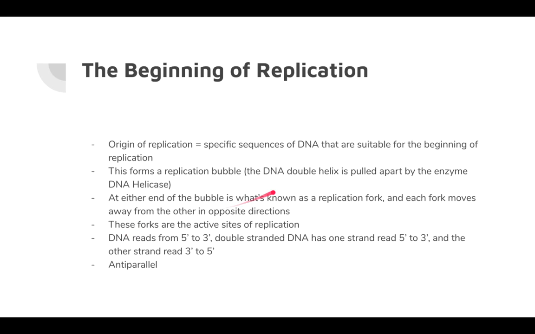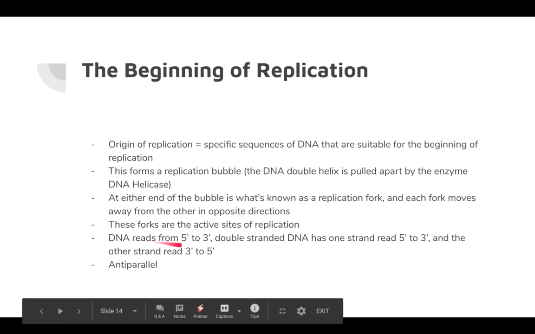But now we're talking about DNA helicase here. Once helicase comes in and unzips the DNA, we're going to form this bubble. It's called a replication bubble. Now, at either end of the bubble is what we call a replication fork. It's simply a Y-shaped junction, which is the active site of replication, and each fork is going to move in opposite directions. Opposite directions, moving away from each other, we refer to that as bidirectionality. 2 directions. Easy.